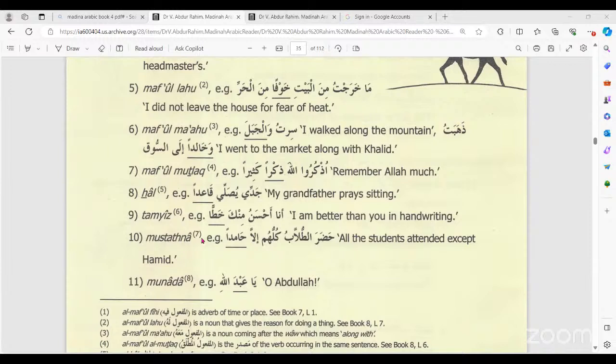If you were to say dhahabtu ma'a Khalidin, no, you will not say ma'a Khalidin. You will say dhahabtu wa Khalidan. If you say ma'a Khalidin, then ma'a will be mudaf and Khalidin mudaf ilayh. It will change it from maf'ul ma'ahu, even though it gives the meaning of maf'ul ma'ahu, because you put ma'a, it will be treated as mudaf ilayh, with kasrat tanween. But if it's wa Khalidan, then it will be called maf'ul ma'ahu.